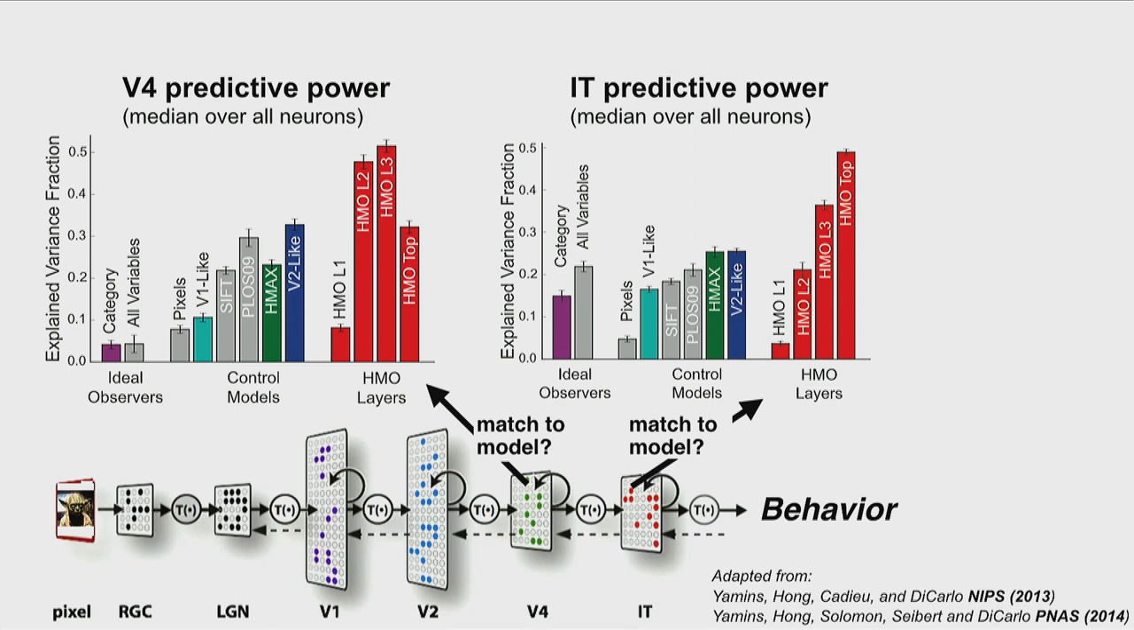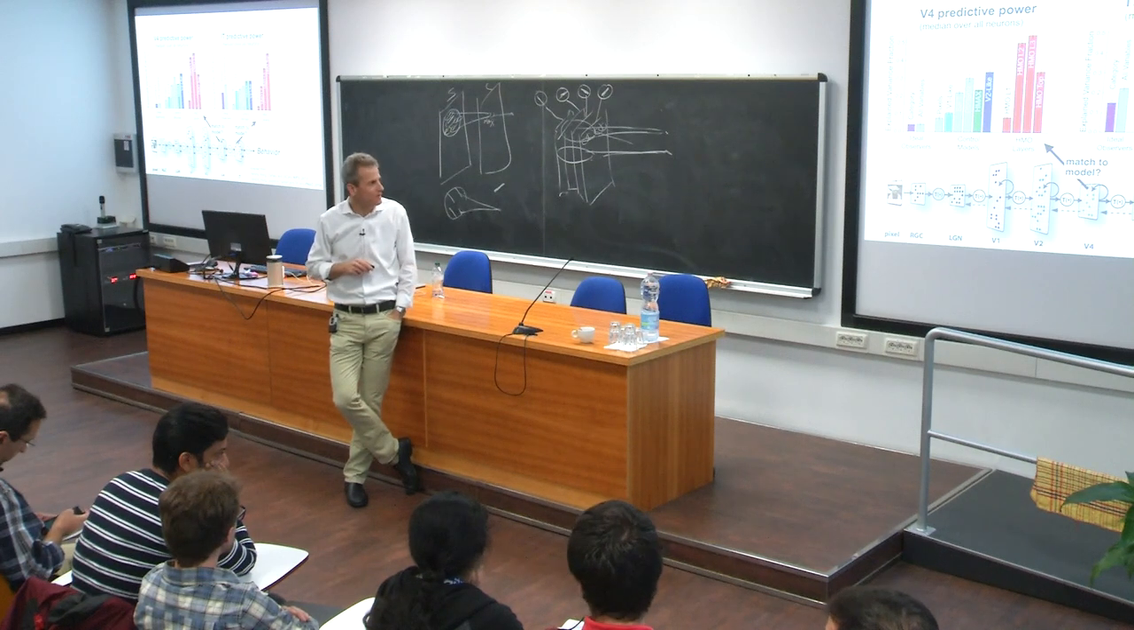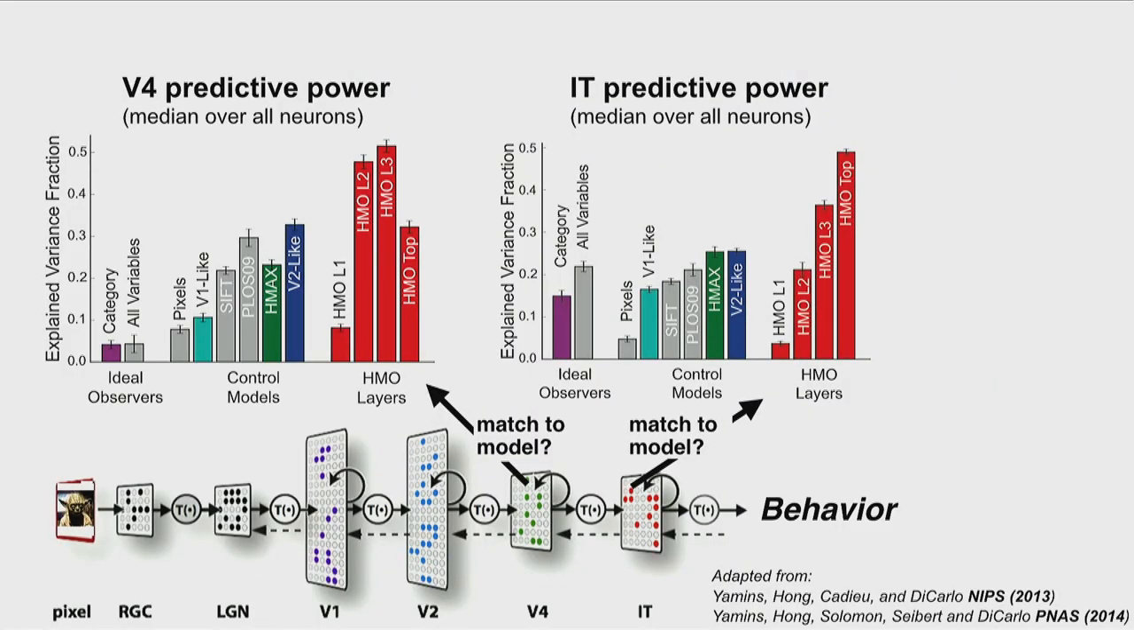Relative to what? Relative to, say, pixel space? Well, again, the lower levels don't fit V4 well at all. Here are pixels trying to fit V4. So V4 is not very linear on the pixel space, because a pixel model can only explain less than 10% of the V4 variance. Yeah, okay, maybe we can discuss this. I just wanted to confirm this thing.